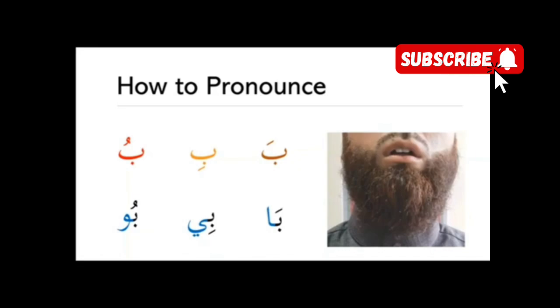Whilst the sound of the short vowel dhamma, which is also above the ba but is a curly shape, is made by puckering the lips and making an u sound, bu. The sound of the long vowels are made in the same way, but the sound is elongated and stretched. So with the alif, it makes the sound ba. With the ya, it makes the sound bi. And with the waw, it makes the sound boo.